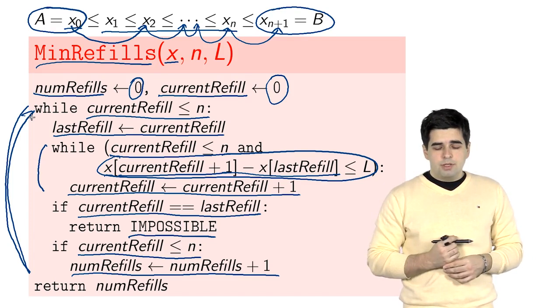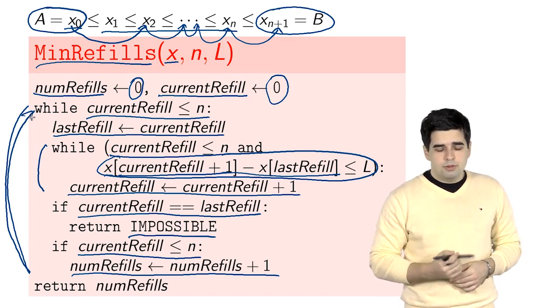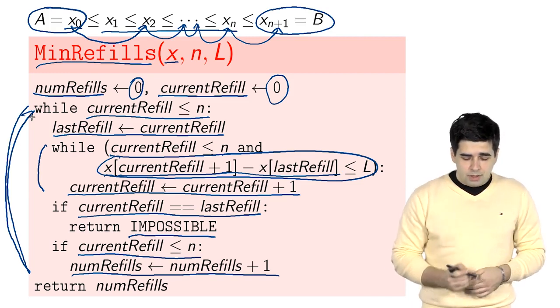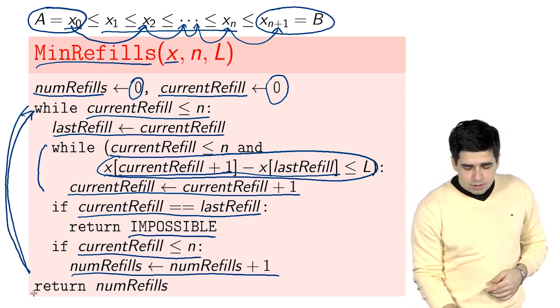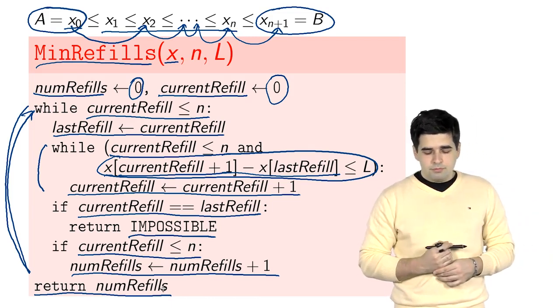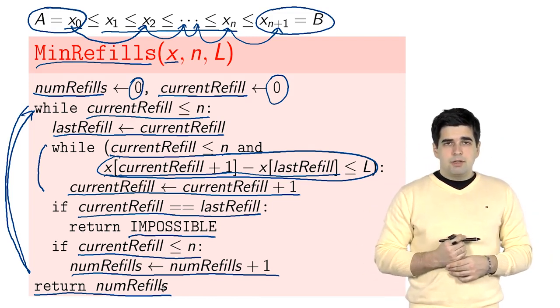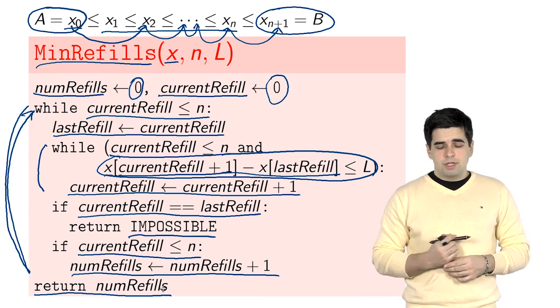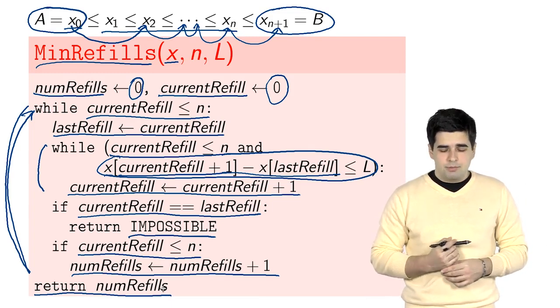And if current refill is already n+1, then we've reached point B and we need to exit the external while loop. And in that case, we just return the answer, which is number of refills we've made so far. We've implemented the greedy algorithm from the previous lecture. Now let's analyze its running time.